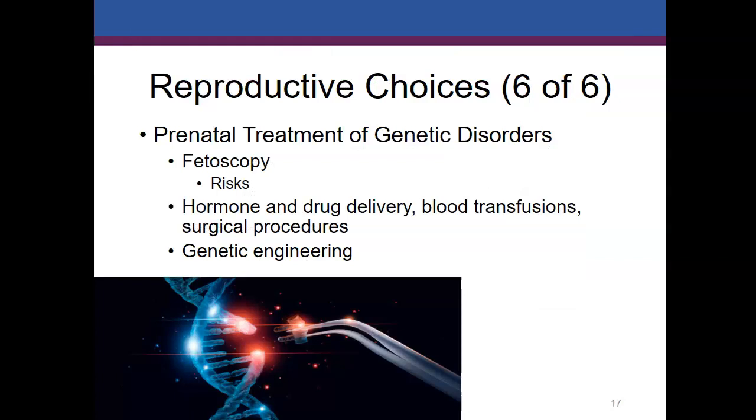Fetoscopy can evaluate the developing fetus by way of a small camera, inserted through the amniotic sac. The risks of this procedure include infection, rupture of the amniotic sac, premature labor, and even fetal death. Other prenatal treatments involve using needles to deliver medications, hormones, or transfusions to the fetus. To repair some defects, such as with the heart, lungs, or urinary tract, surgeries can be performed on a fetus. Someday physicians might be able to remove harmful genes, replacing them with healthy ones, and correcting many heritable disorders even before the child is born.